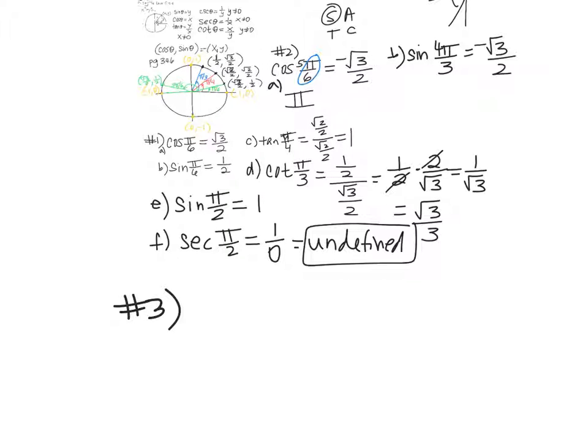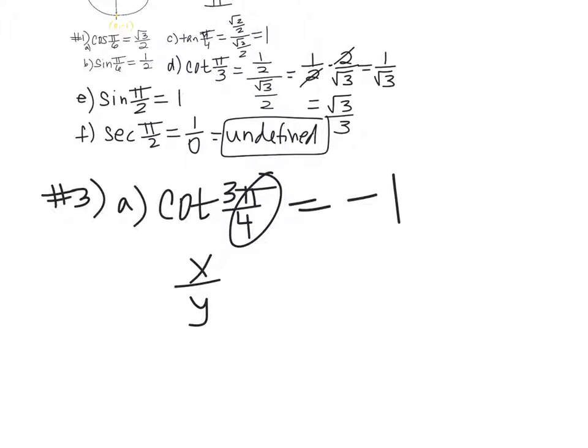Number 3, evaluate. Let's do now the cotangent of 3 pi over 4. You try this one. I want to see if you can get this one all by yourself. Did I forget to record? We got -1. Oops. Okay, yeah.